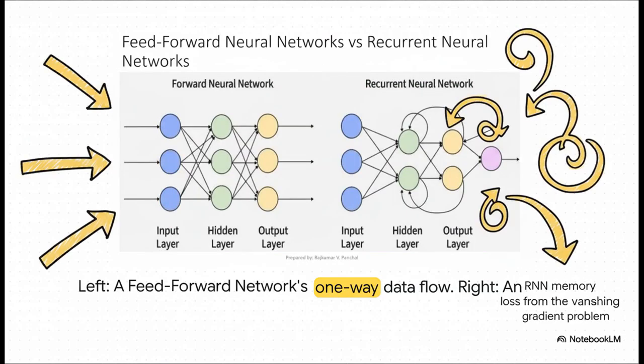And here you can see it visually. The network on the left, that's like a one-way street. Information just flows straight through. But the RNN on the right, that's where things get interesting. You see those loops? That's the magic right there. It means information can actually loop back on itself, giving the network a way to remember what it just processed. That loop is its memory.